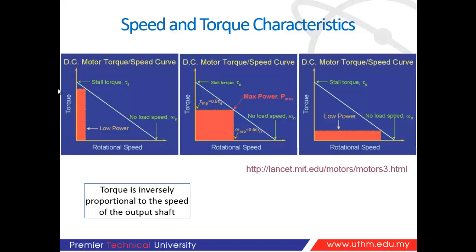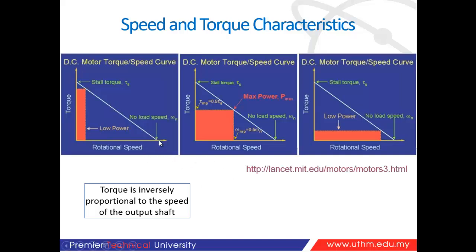So what is the stall torque? Stall torque is when the motor is running, then suddenly you stop it from running. The motor will stop, however the supply is still ongoing, so you can feel some strength there. That is what we call the stall torque, when the motor is not moving.